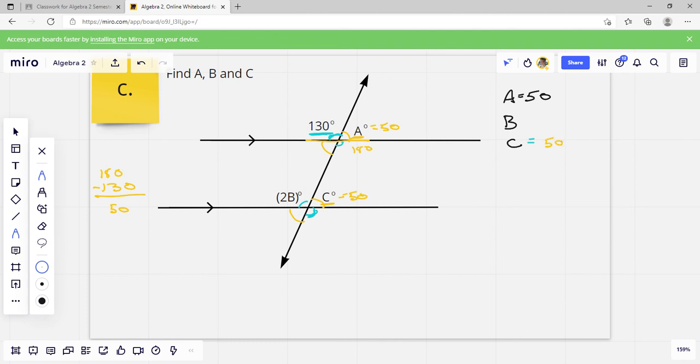Okay, now I just have to figure out what B is. Now we know this angle right here, our blue angle, our big angle, is 130, right? That means 2 times B is 130, so we write 2B equals 130. Now we just solve for B. So we divide by 2, and we're going to get 130 divided by 2, 6 times 2 is 12, 65. Okay, so that is the answer to that one. A is 50, B is 65, and C is 50.